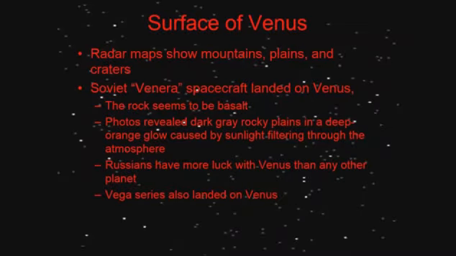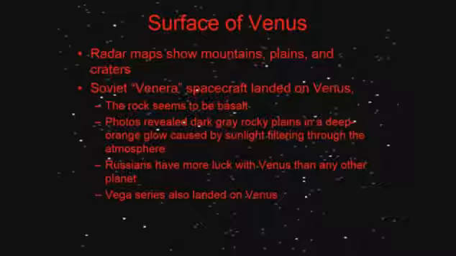So we had radar maps that showed us mountains, showed us plains and craters. The Soviet Venera spacecraft actually landed on Venus. And other than Mars, and now a comet, asteroids, and Titan, it's one of the few planets we've actually managed to land a vehicle on.